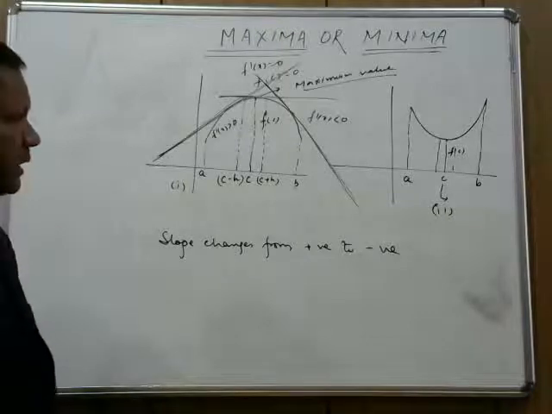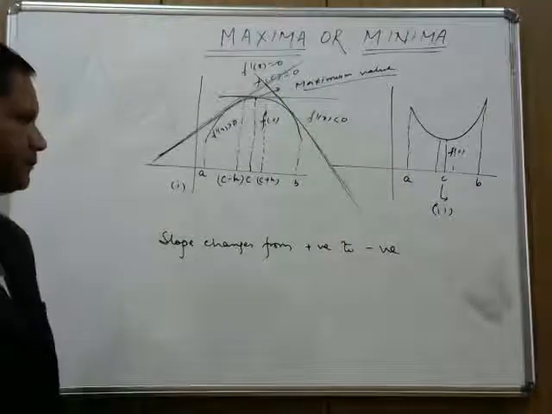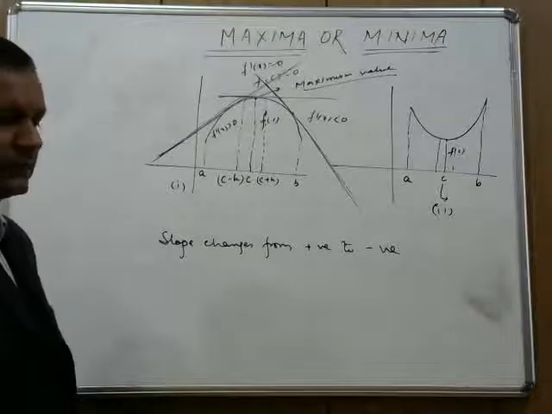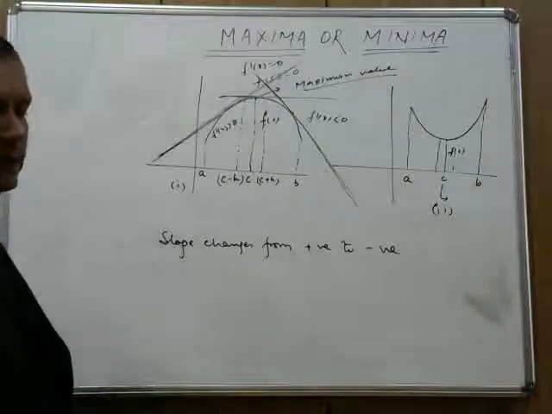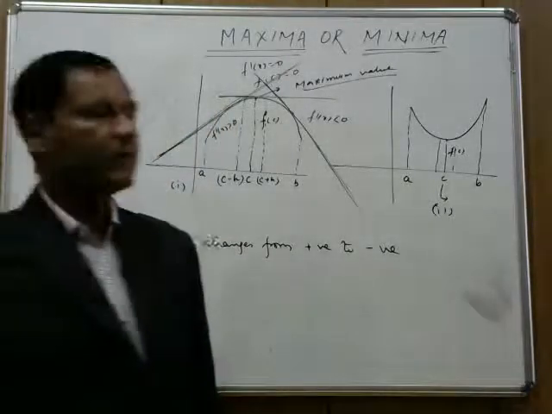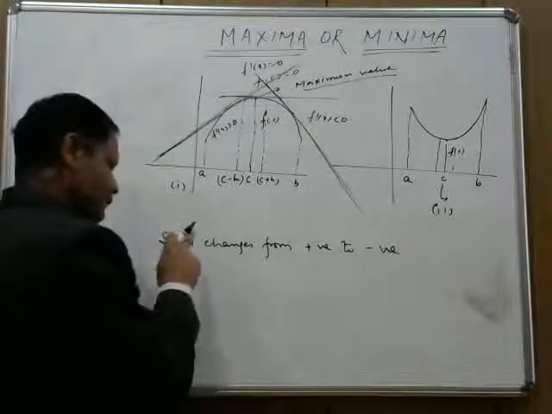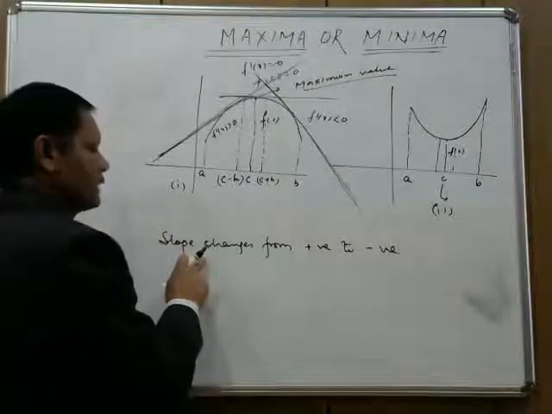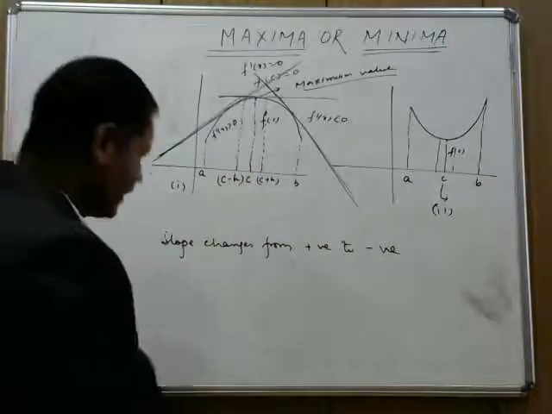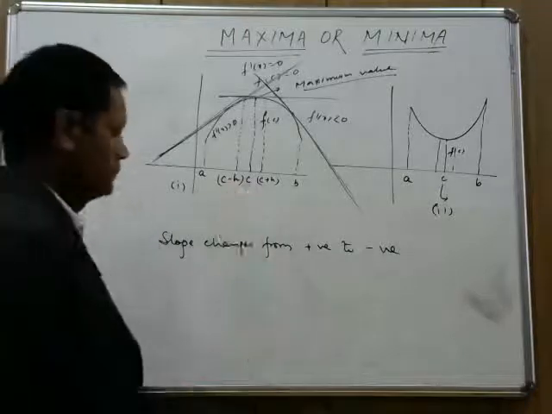Have you got the point now? And if you have got this point, then the second point will also be very clear. For a given function y is equal to f of x, we will have f dash of x. When the slope of the given function y is equal to f of x changes from positive to negative, then we say that it attains the maximum value at the point C, right?